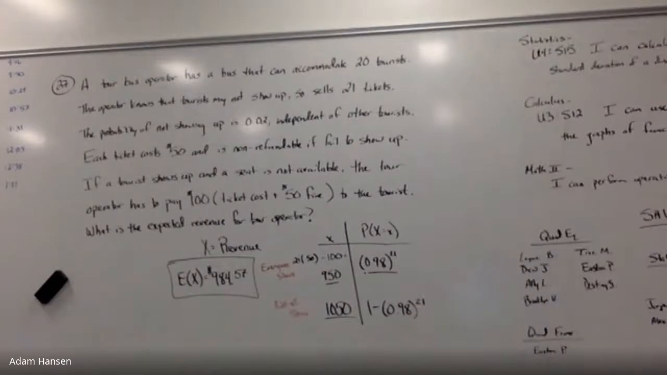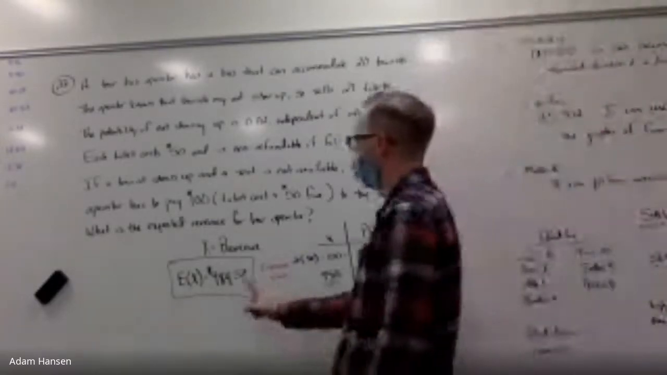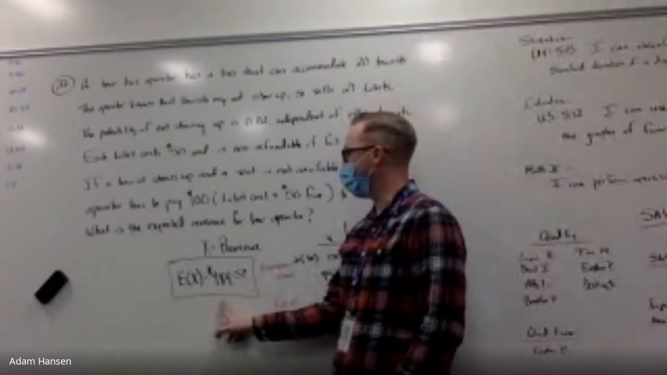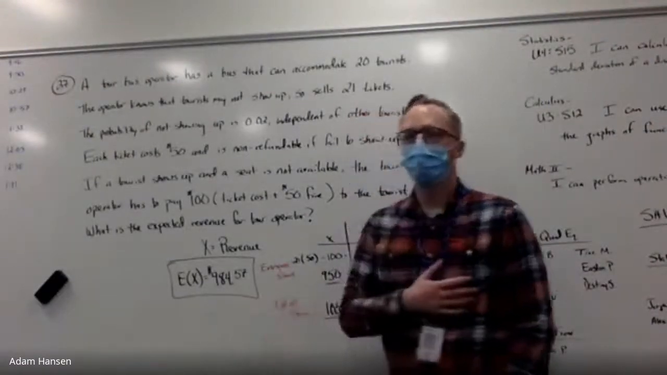Let's think about this, wrap this question up. Is it worth it for the tour operator to oversell, to sell the extra seat, the 21st seat? Is that a winning proposition or a losing proposition? By overselling, are they making more money? Here's what they make by overselling, right? They're expected to bring in $984.57 each time they take out the tour bus. Should they do that?